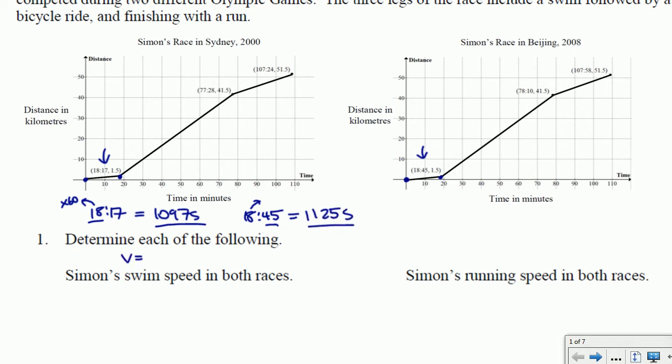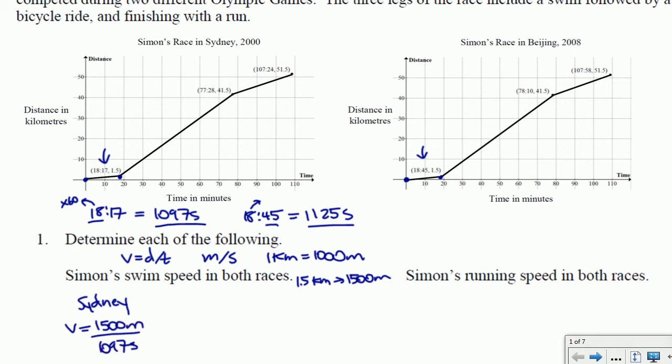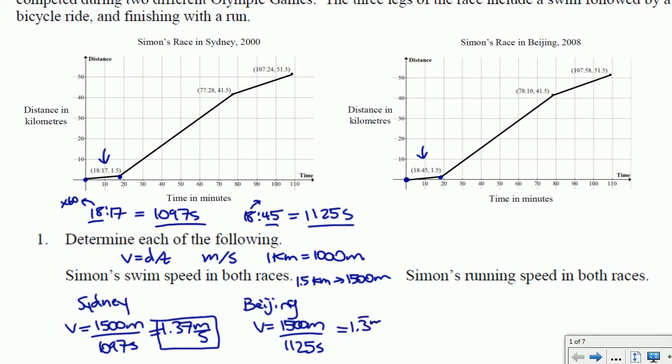So speed is given by distance over time, and very often these speeds are given in meters per second. So given the conversion 1 kilometer equals 1,000 meters, 1.5 kilometers would represent 1,500 meters. So Simon's speed in Sydney would be given by 1,500 meters divided by 1,097 seconds, which would be 1.37 meters per second. And his swim speed in Beijing would be given by 1,500 meters divided by 1,125 seconds, which would be 1.3 repeating meters per second.